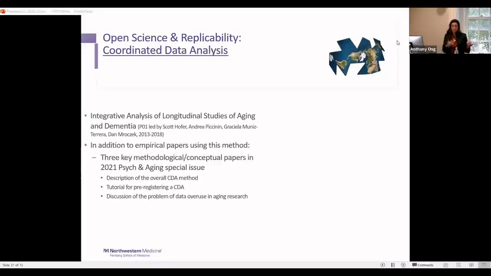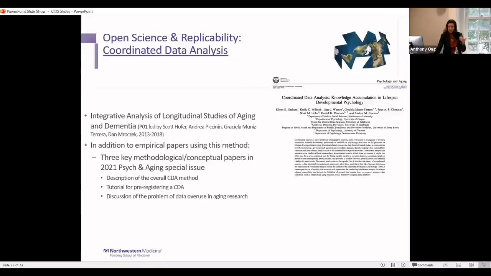In addition to my empirical work, actually asking substantive questions using coordinated analysis, I've also put out a few methodological or conceptual pieces that have provided guidance and insight to anybody seeking to adopt this method for their own work. So this is me evangelizing to all of you. These papers show, among other things, first, how to do coordinated analysis, some basics on the steps of how to go about it.